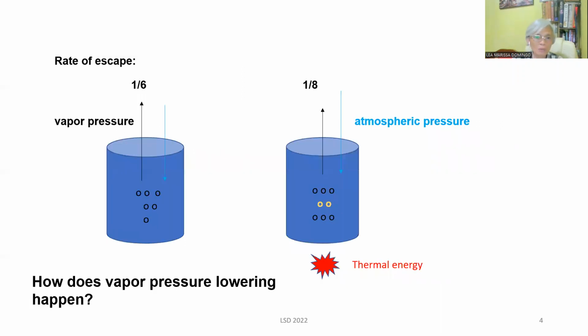Okay? So, how does vapor pressure lowering happen? So, meron tayong figure dito. I'll try to explain to you and help you visualize paano bumababa yung vapor pressure. Okay, so ano ba yung vapor pressure? Let us think of it as the rate of escape.